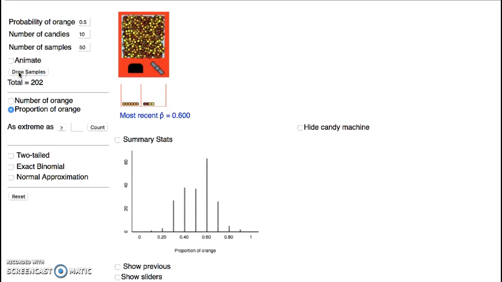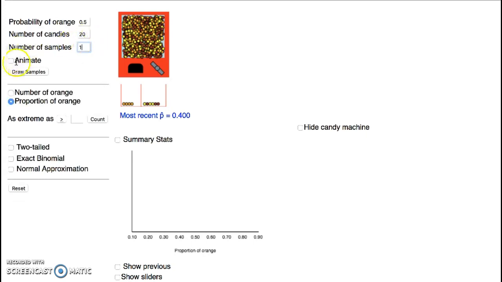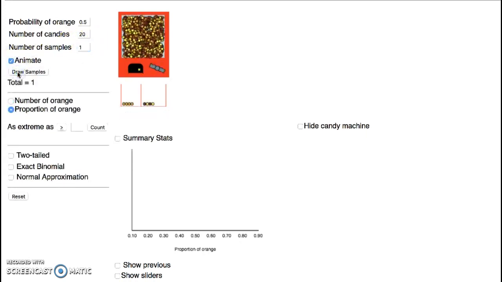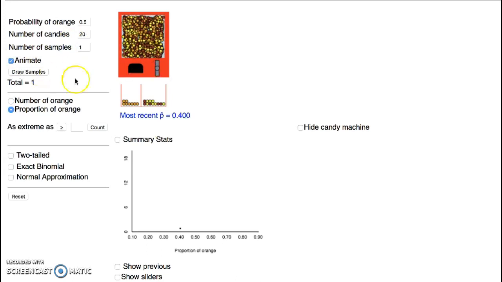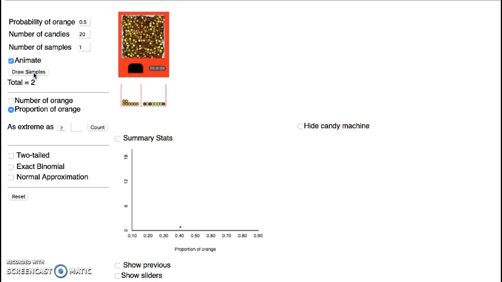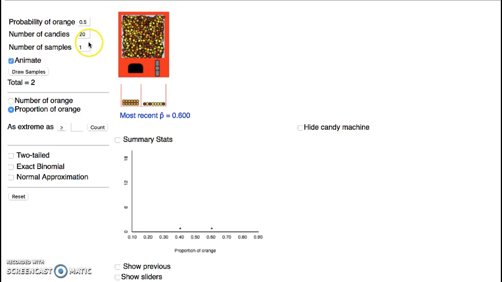Now notice this isn't looking exactly normal yet. Maybe our conditions aren't going to be satisfied with these numbers. Just to illustrate what can happen, let's say I change this to 20. And do 1 sample at a time. So I generate 20 candies. It looks like 8 out of those 20, which gives me a p-hat of 0.4. Can plot that. Do it again, and then let's go ahead and do 50.